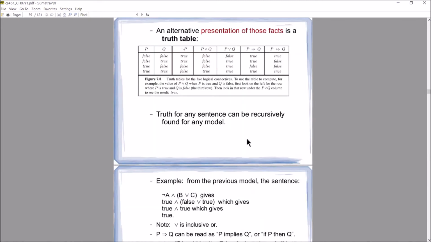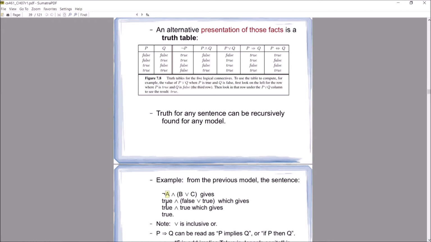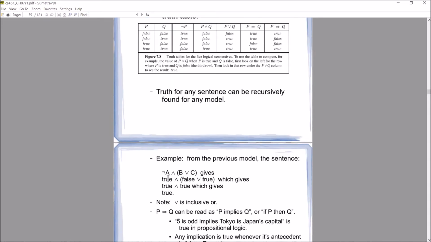So all you do really is just plug and chug. You just do a little substitution here. If A is false, then not A evaluates to true, right? Now B or C: if B is false and C is true, false or true is true. So then that whole thing evaluates to true and true, which gives you true. So this sentence is true within that model, okay?